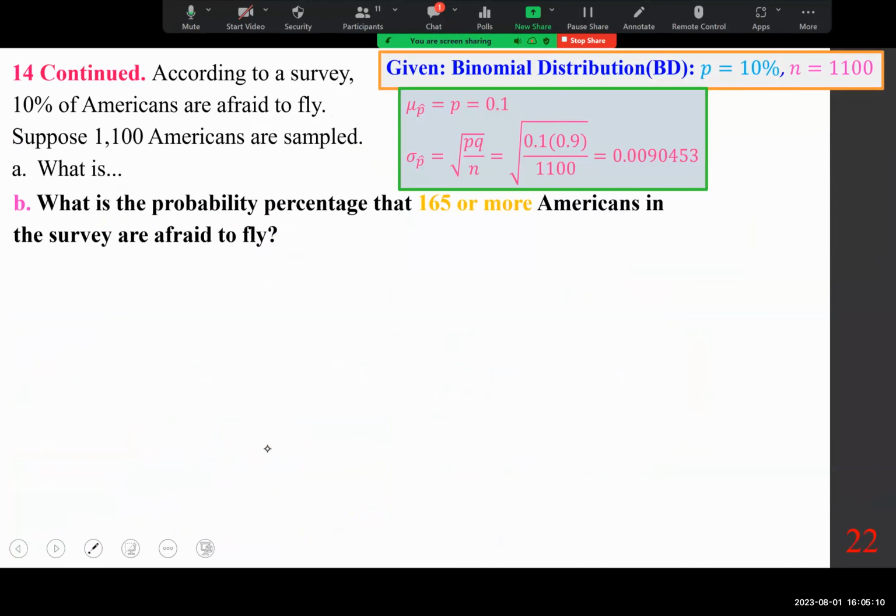Here's the last part of this question. We're looking at the same question. What is the probability percentage that 165 or more Americans in the survey are afraid to fly? We're going to look at that, and we don't have to look at it both ways. So p hat in this case is 165 over 1100 or 0.15. So we want the probability of p hat larger than 0.15.